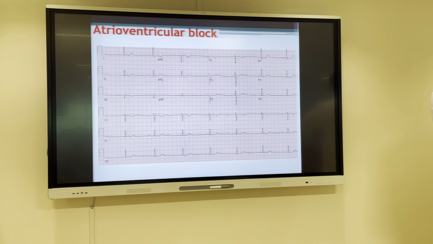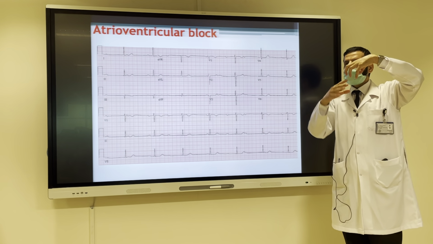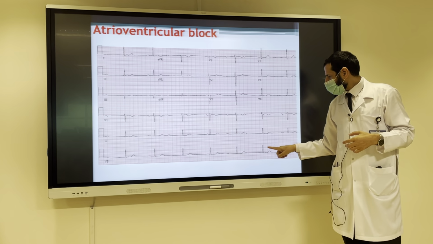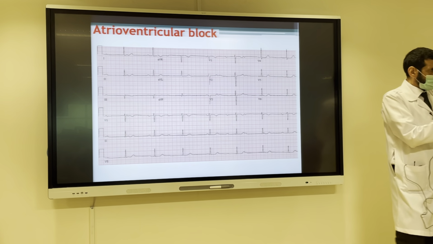What is junction? It's coming from the junctional area, the AV node or bundle of the junctional area. So the sinus node is controlling the atrium. There is no conduction, so we have a junctional rhythm. Of course, this will be lower than the atrial rhythm. So the atrial rhythm is faster, the ventricular rhythm is lower.